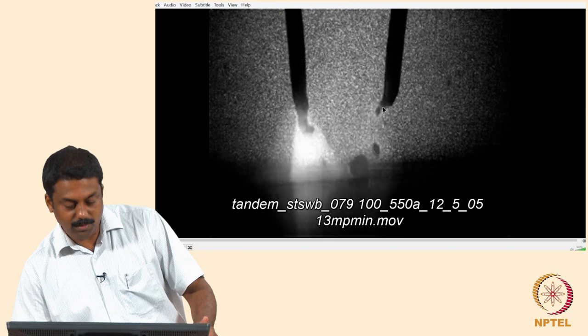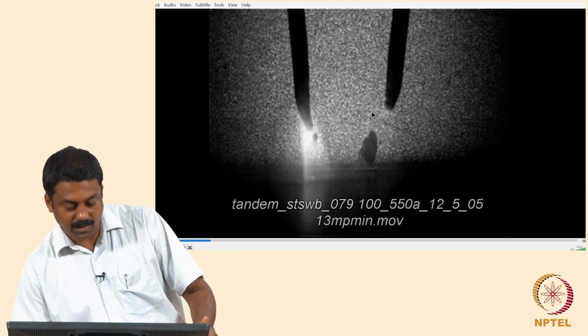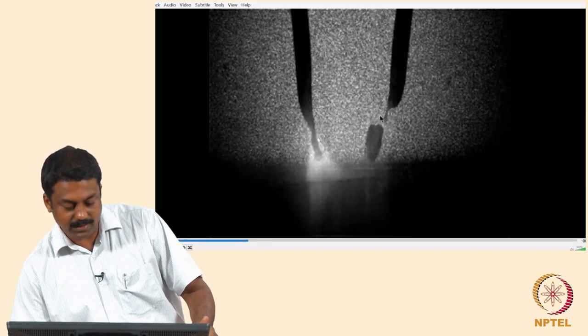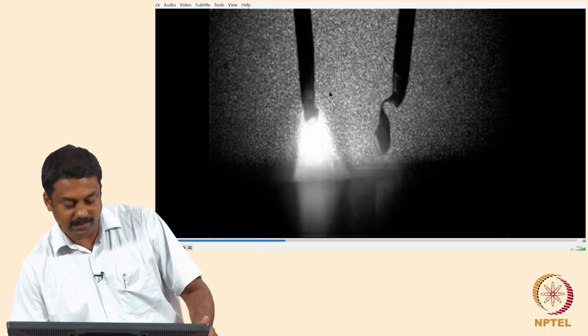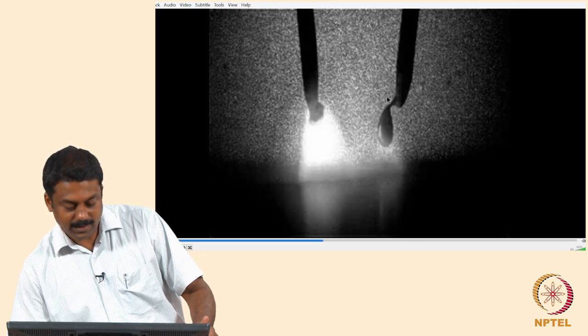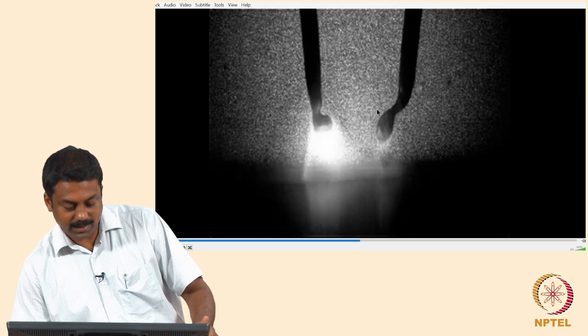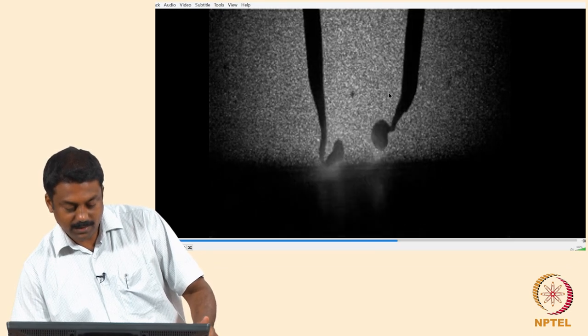So, when the globules get exploded once they enter the arc, see, in some cases you see this spatter flying away, isn't it? See again. So, these are all unstable conditions.